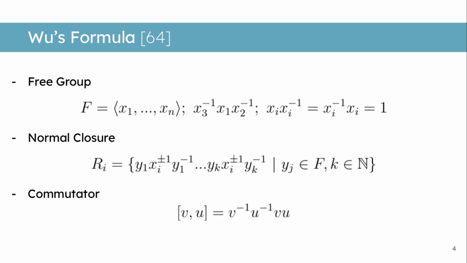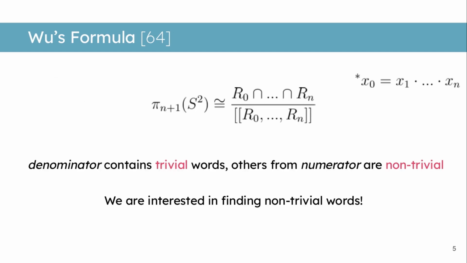We are going to be interested in the intersection of these subgroups, and notably, commutators, the definition you can see on the slide, are the example of words that can simultaneously lie inside several normal closures. Here is Wu's formula. Note that x0 is the multiplication of all x's. Basically, this formula tells us that to recover a homotopy group of the two-dimensional sphere, we need to find such elements from the intersection that are not commutators of a certain structure. These commutators of the certain structure are called trivial elements, and elements that are contained in the numerator and not in the denominator are called non-trivial, and we are interested in finding them.